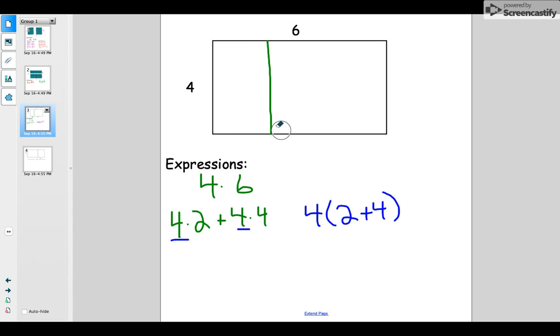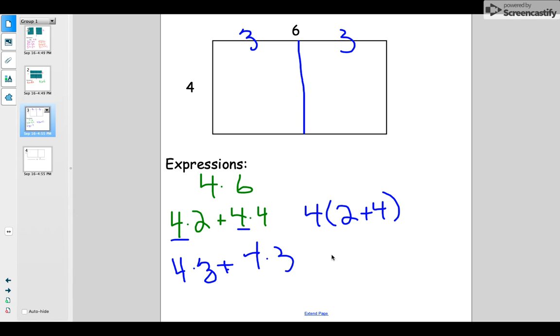There's other ways I can do it. I also could say that I want to make a 4 by 3 and a 4 by 3. So then in expanded form, I would write 4 times 3 plus 4 times 3. And then for factored form, the common factor is 4, and inside I would put 3 plus 3.